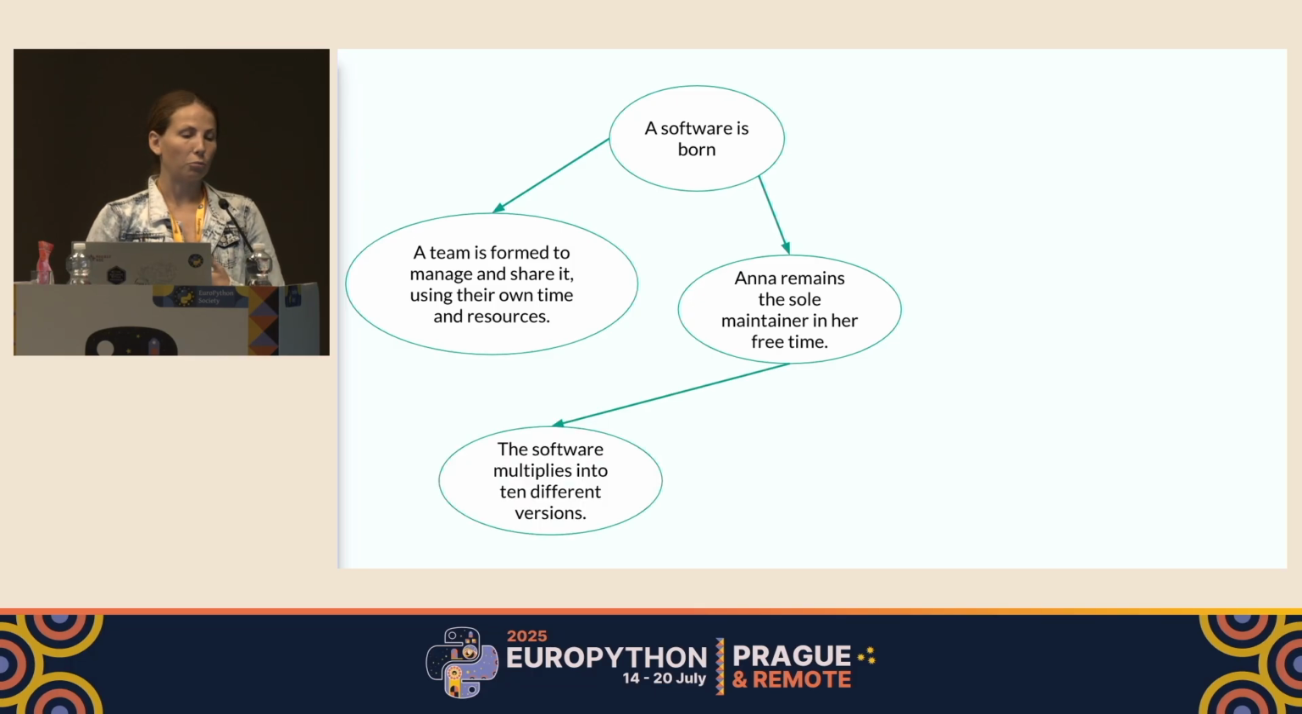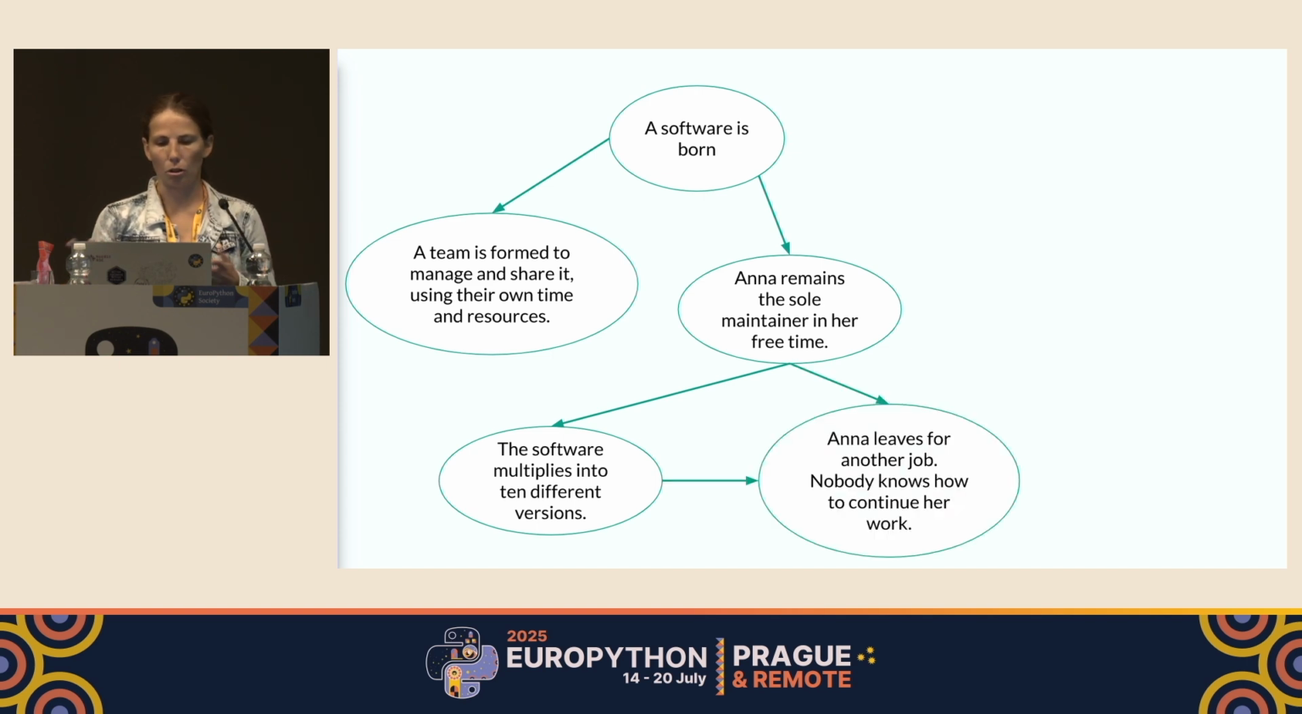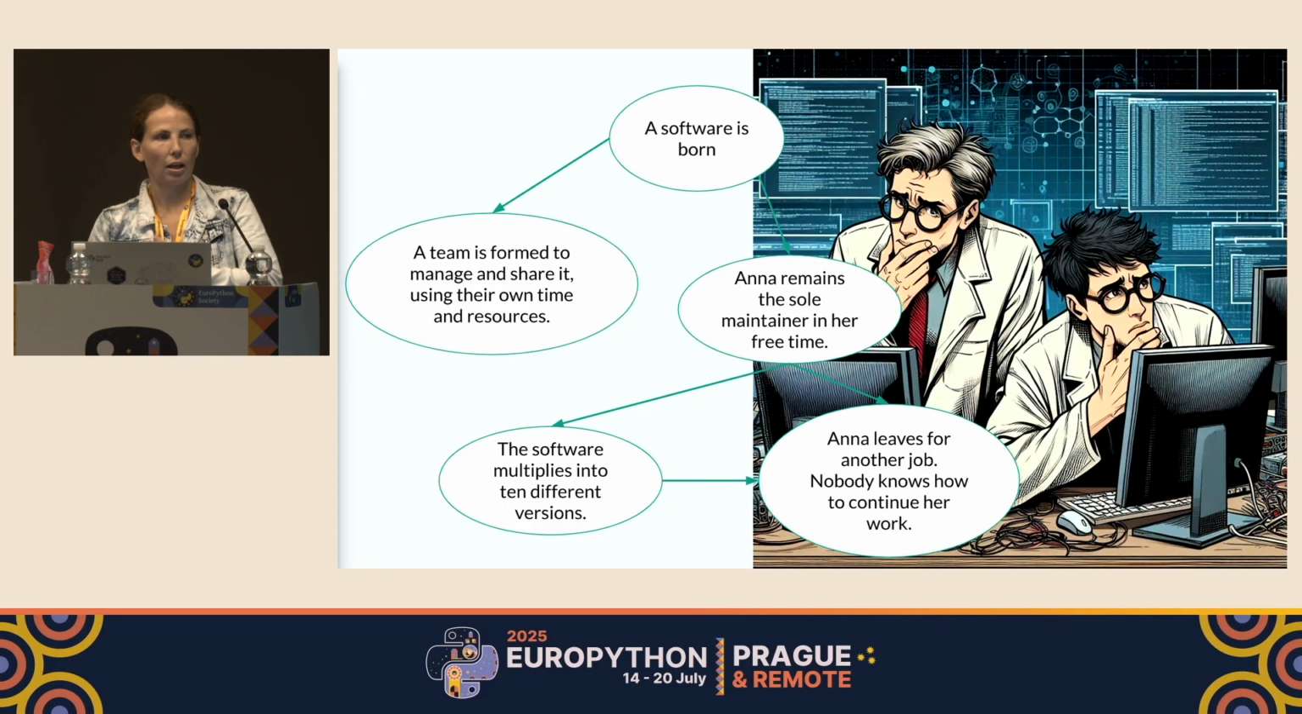So very fast, the software multiplies into 10 different versions on each computer in the lab, because one needed some hardware on one computer, another hardware on the other computer, and nobody takes the time to merge everything. Or, on the other hand, Hannah leaves for another job, and nobody knows how to install the software anymore. Usually, it is at this point that I come into the lab to help with this problem.